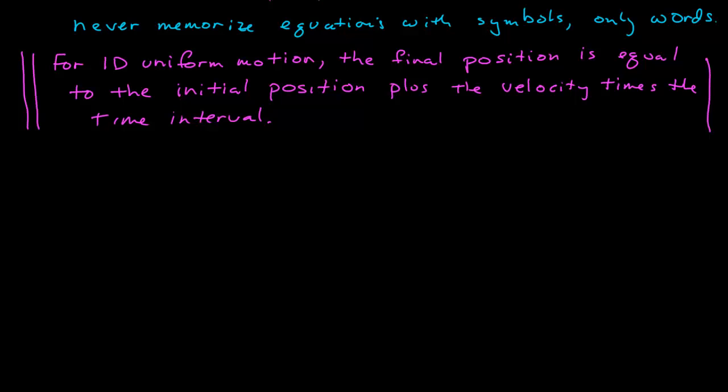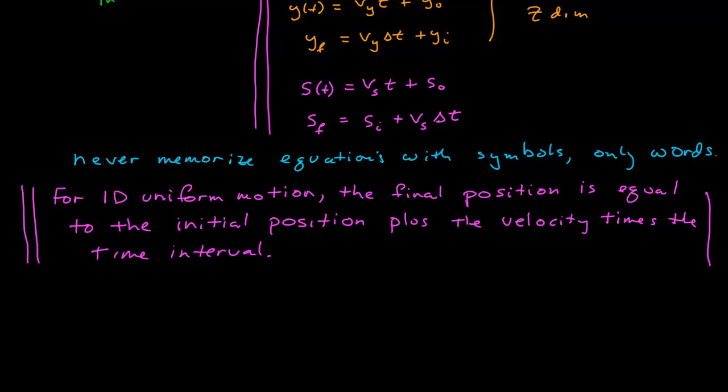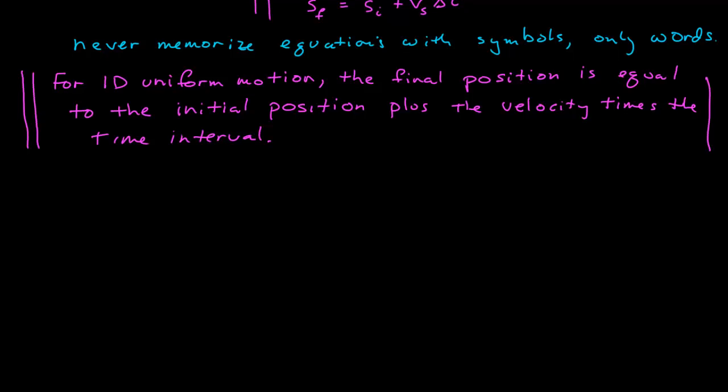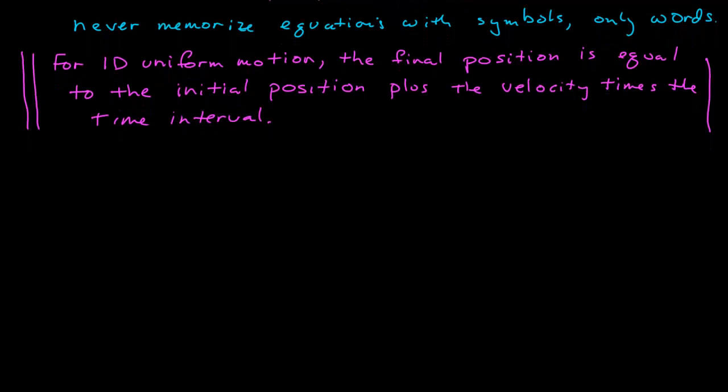So when it comes to trying to memorize equations, trying to understand equations so you can use them, make sure that you always learn them in terms of the words of what they mean, and never in terms of the symbols. Because the symbols can change, and you can change them to mean whatever you want. But what they mean physically in words never changes.